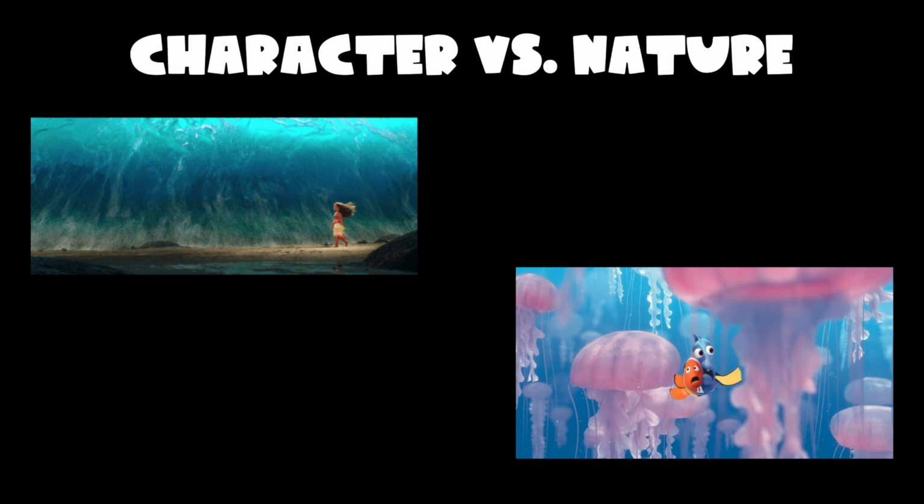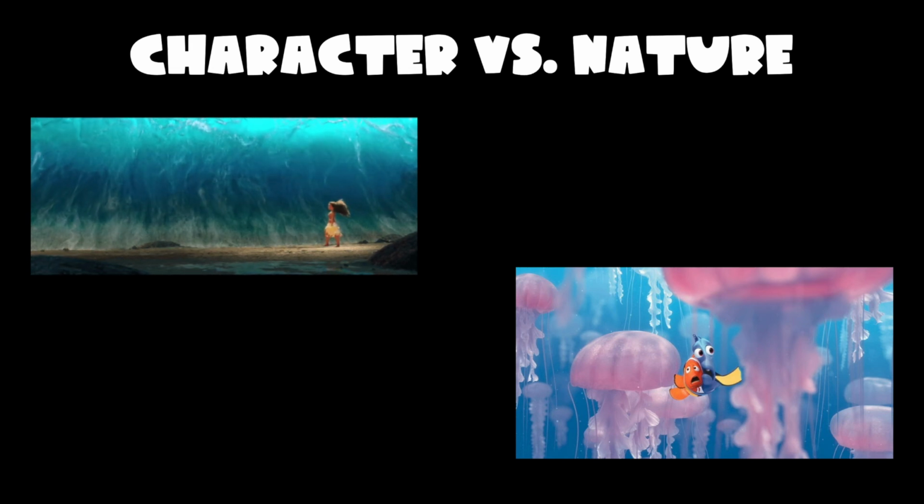The next one is character versus nature, and I've got 2 examples for you. So the top left one that's moving is Moana, and her character versus nature conflict is when she's going out into the water, into the unknown. She comes across so many different things that try to stop her. And that is an example of character versus nature.